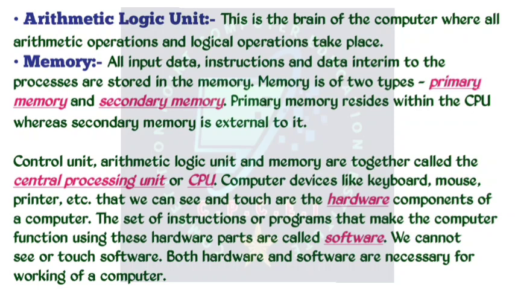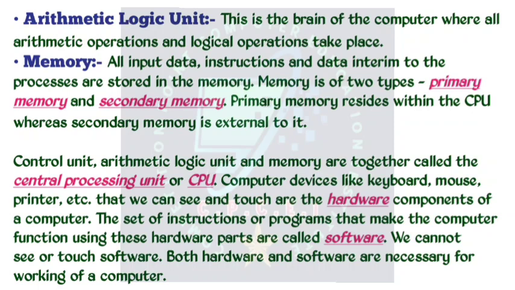Memory. All input data, instructions and data interim to the processes are stored in the memory. Memory is of two types: primary memory and secondary memory. Primary memory resides within the CPU whereas secondary memory is external to it. Control unit, arithmetic logic unit and memory are together called the central processing unit or CPU.